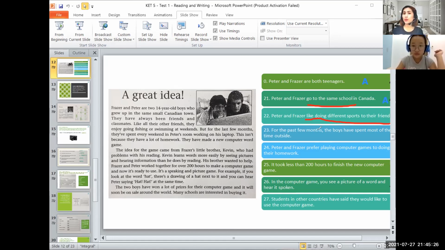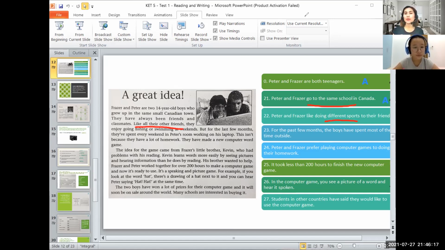Wrong. So if it's wrong, there must be a correct answer. What's wrong in number 22? Which word is wrong in number 22? Like doing different sports. Yes, different sports. But in the article, it says, like all their other friends. Okay, all of them enjoy the same sports and hobbies.